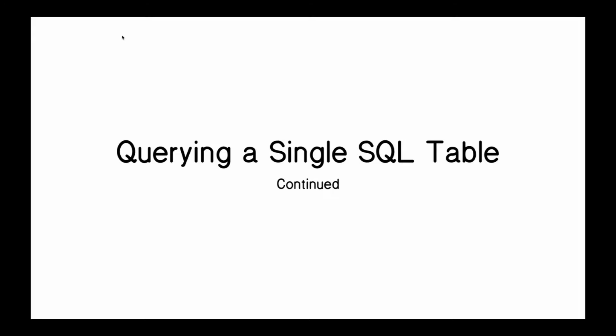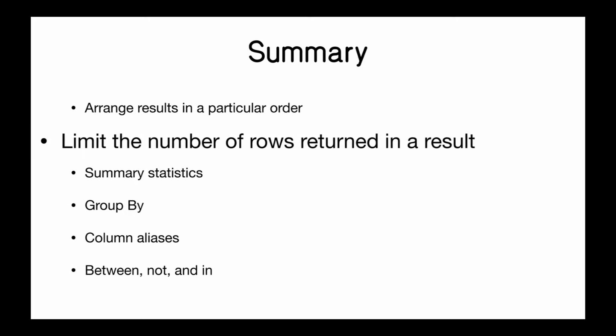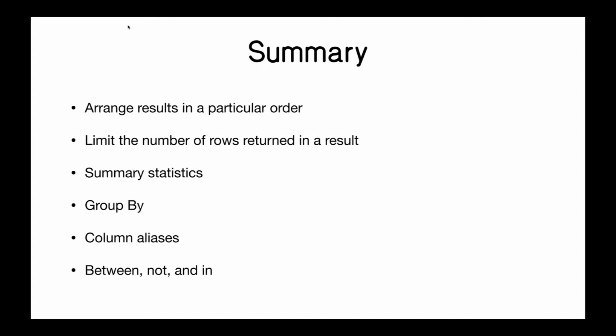Hi everybody. In this video, we're going to continue our exploration of how to query a single table in an SQL database. We'll learn how to arrange the results in a particular order. For example, we might want to have an alphabetical list of actors, or we might want to order cities by population. We'll learn how to limit the number of rows returned in a result. This will enable us to get things like the top 10 cities based on population.